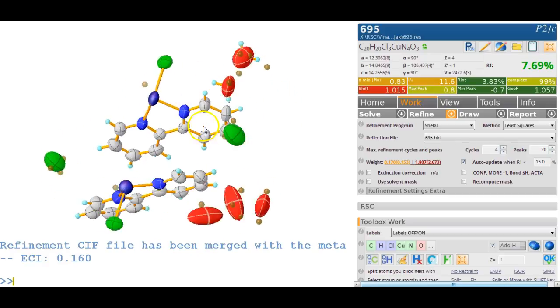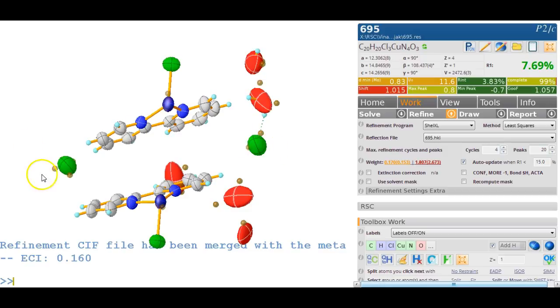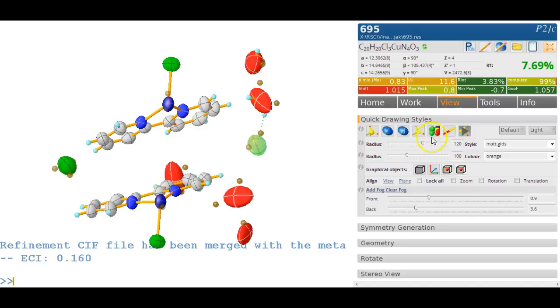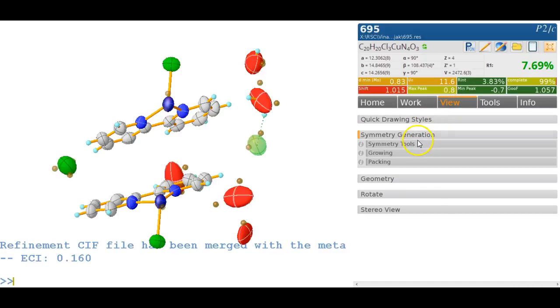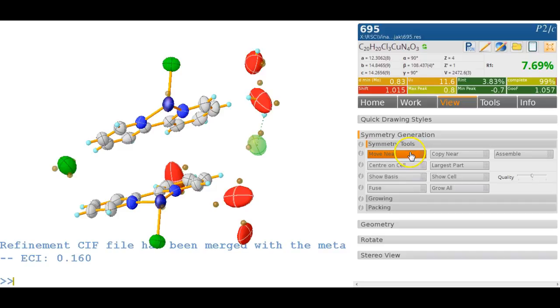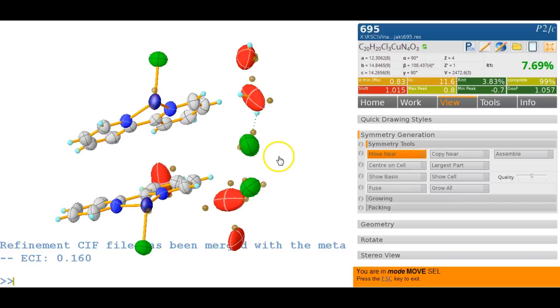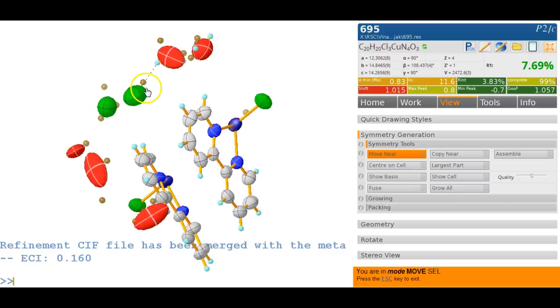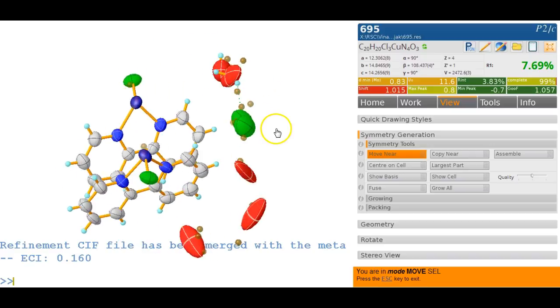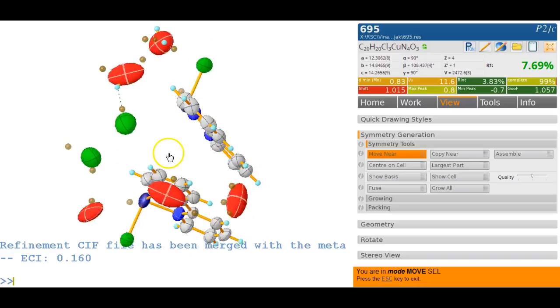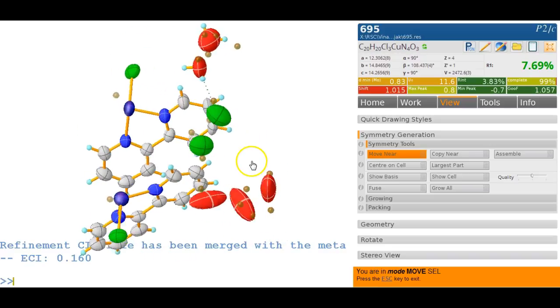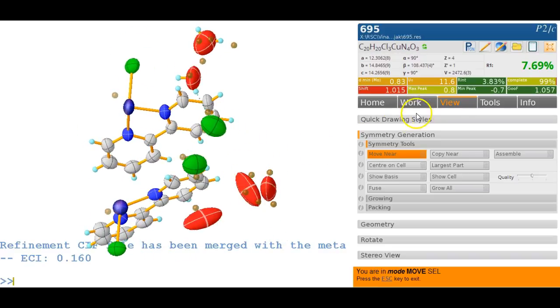What we've got is some chlorines. We can move this over here. What I do, I select this, go to View and then hide the symmetry generation, symmetry tools, move near. So I select this, and the next one I'm going to click now is going to be moved near this one. So we've got all this solvent or solvent sphere stuff in here, and the R factor is clearly a lot better than it was. So we're getting somewhere. The goodness of fit is also adjusting.